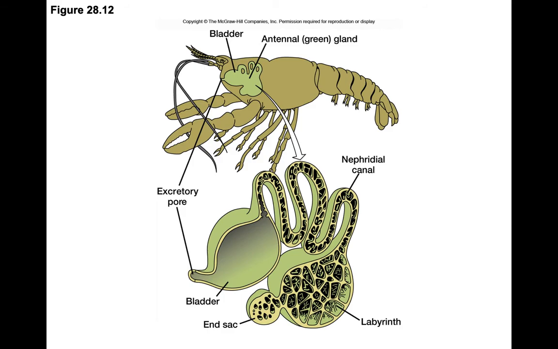So here's a picture of a crayfish, and you can see in green there the antennal glands, allowing body fluid, hemolymph, to pass into this tubule, and then the ions get pumped back into the body, leaving the water behind.